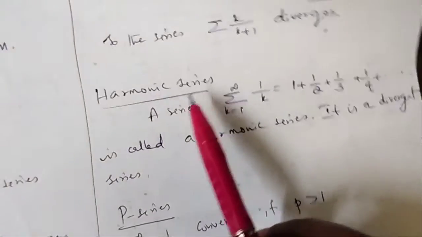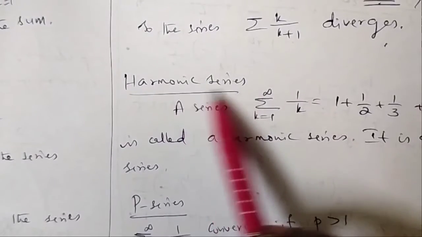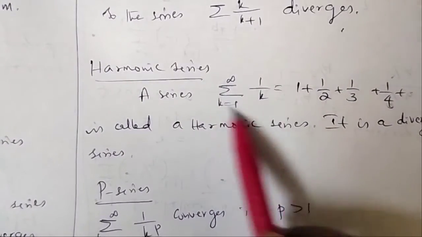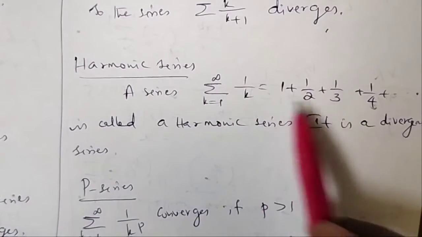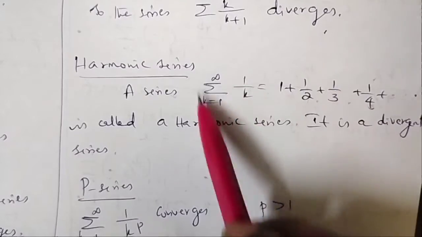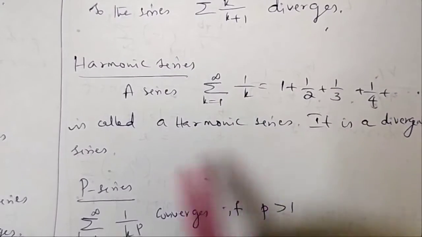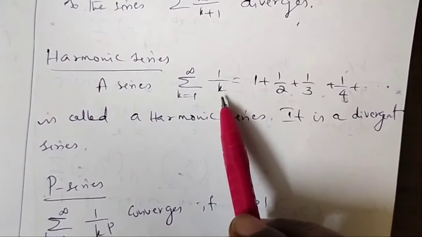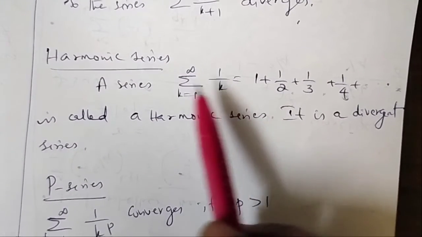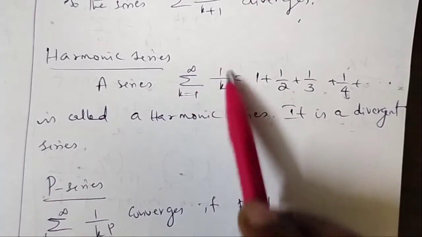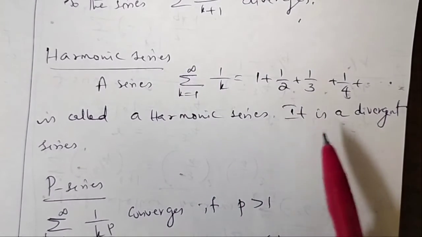Okay. Next is the harmonic series. This is an important series. The harmonic series is of the form sigma k from 1 to infinity of 1 by k. That is 1 plus 1 by 2 plus 1 by 3 plus 1 by 4, etc. So this series is called the harmonic series, and we know that this is a divergent series. Okay, so the harmonic series is divergent. It is sigma 1 by k, or 1 plus 1 by 2 plus 1 by 3 plus etc.